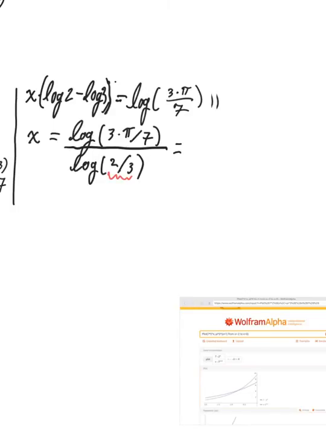So it looks like here is the thing that's going to become a new base. And that's why I didn't bother choosing a base, because I knew I would do something like this. So this is the log base 2/3 of 3 times pi all over 7. If you wanted to simplify, that's maybe the farthest I can see about simplifying.